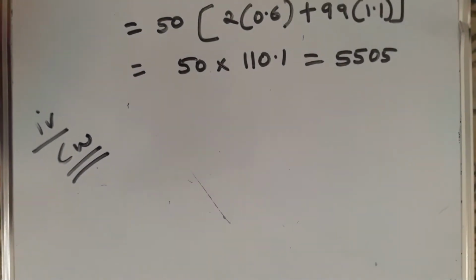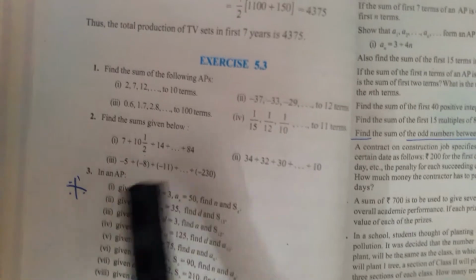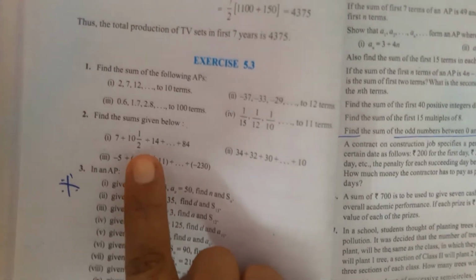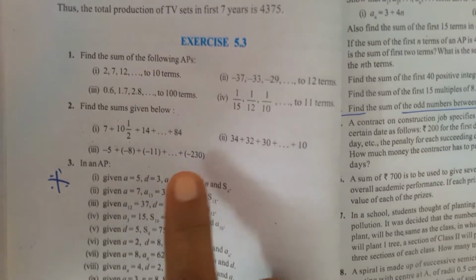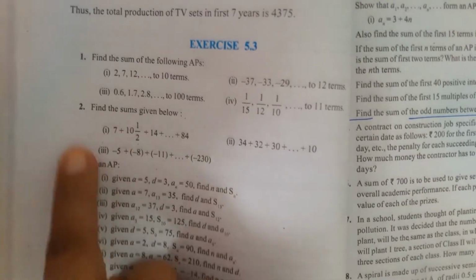Now we will move on to the second question. Find the sums given below. Here they have given you the last term. In all the three questions the last term is given, but you have to find out what will be the sum. Okay, let us get started with the second question.